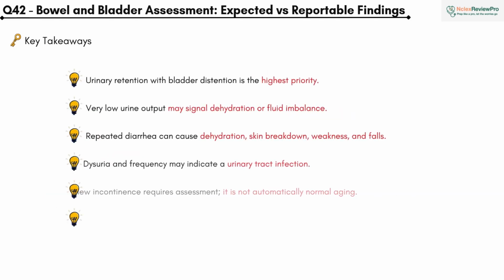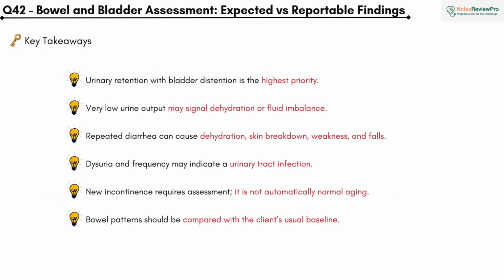The key takeaway is this. Urinary retention with bladder distension is the highest priority. Very low urine output may signal dehydration or fluid imbalance. Repeated diarrhea can cause dehydration, skin breakdown, weakness, and falls. Dysuria and frequency may indicate a urinary tract infection. New incontinence requires assessment and is not automatically normal aging. And bowel patterns should always be compared with the client's usual baseline.